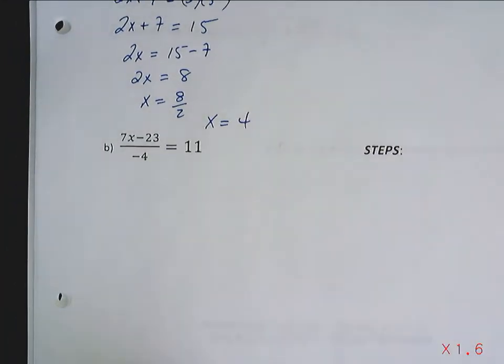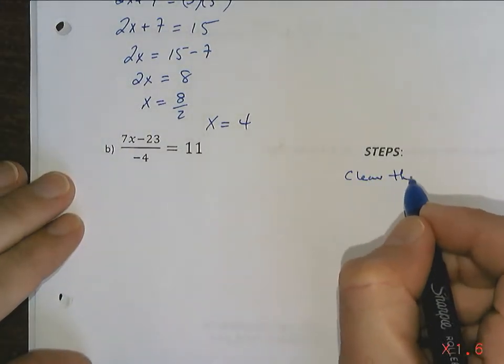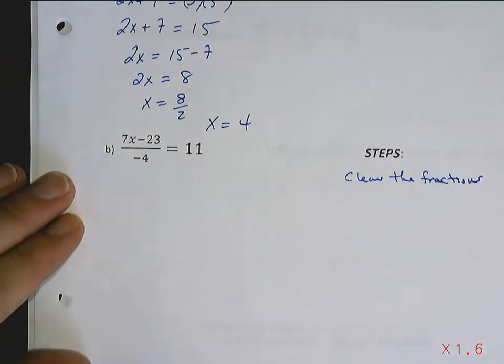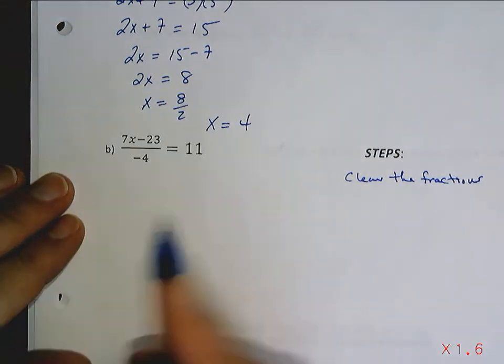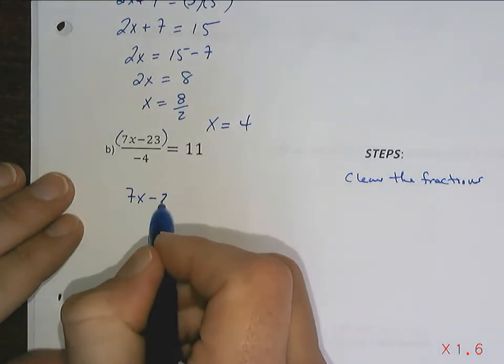So my first step is to clear the fractions. I want to get rid of the negative 4 on the bottom. So what I'm going to do is multiply both sides by negative 4. What that's going to give me, now I'm going to use the brackets to remind me that it's the entire top.